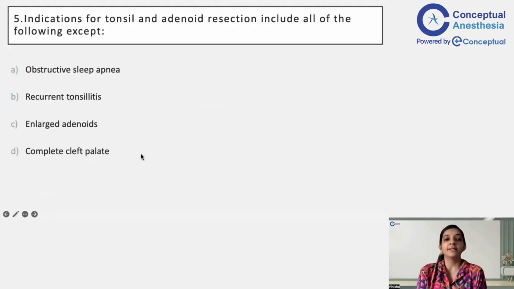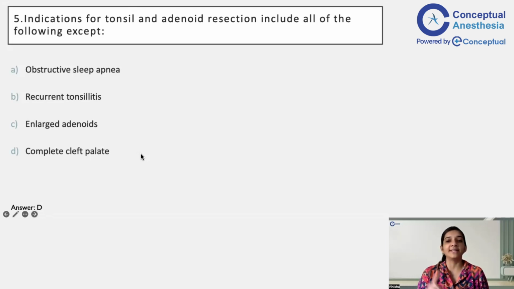Okay. Now, next question regarding tonsils. Indications for tonsil and adenoid resection include all of the following except: obstructive sleep apnea, recurrent tonsillitis, enlarged adenoids, and complete cleft palate. Now, recurrent tonsillitis obviously is an indication, but in kids, the other indications include obstructive sleep apnea and enlarged adenoids also. The correct answer here is complete cleft palate, that is option D.